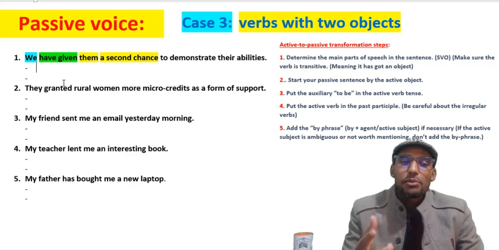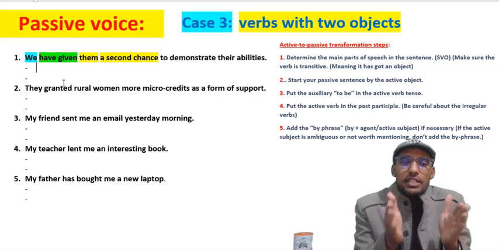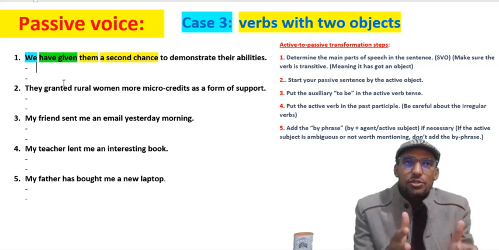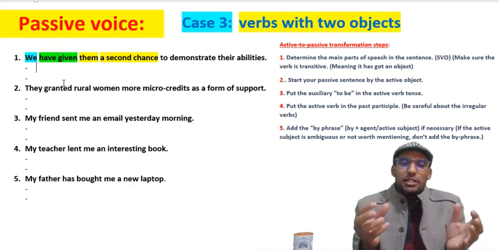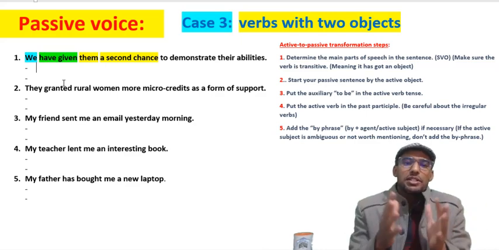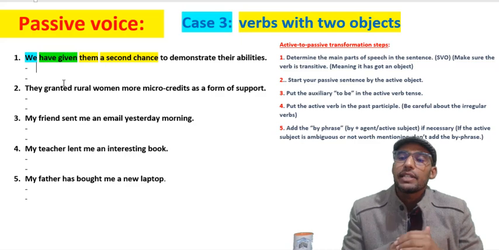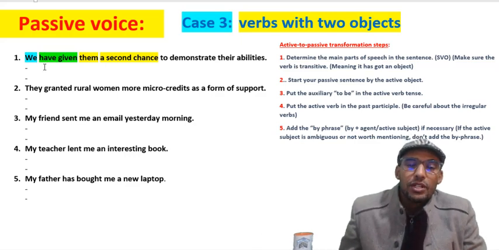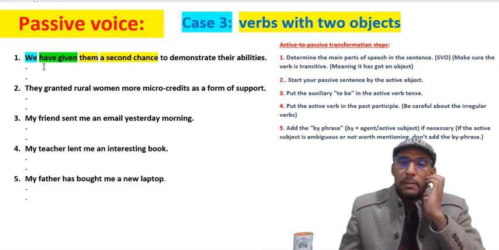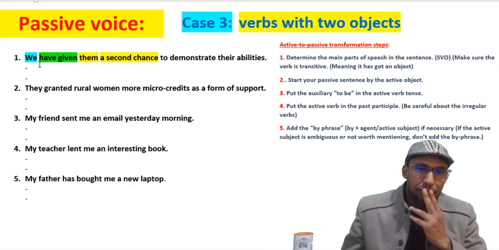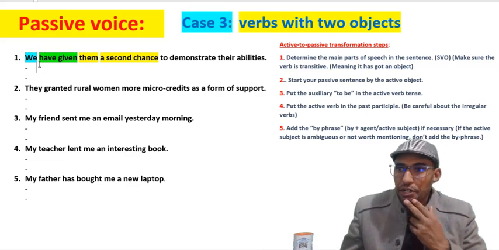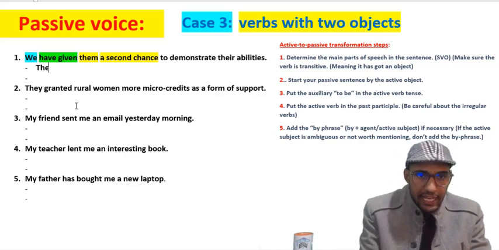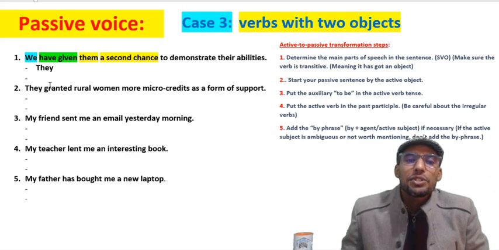Them here is an object pronoun, so, because this is the beginning of my passive statement, I should start with the subject. The personal subject pronoun for them is they. Let's start with the indirect object. We say they, okay? So them becomes they.